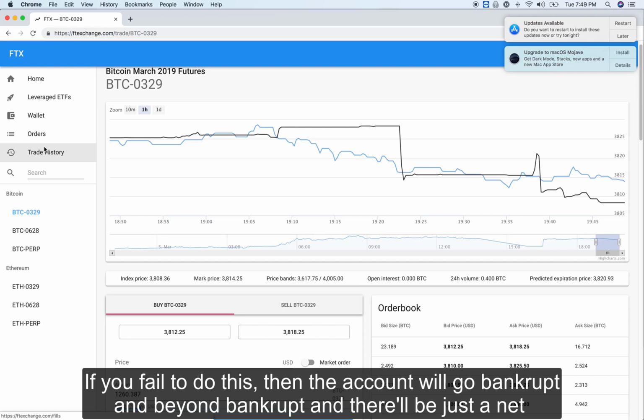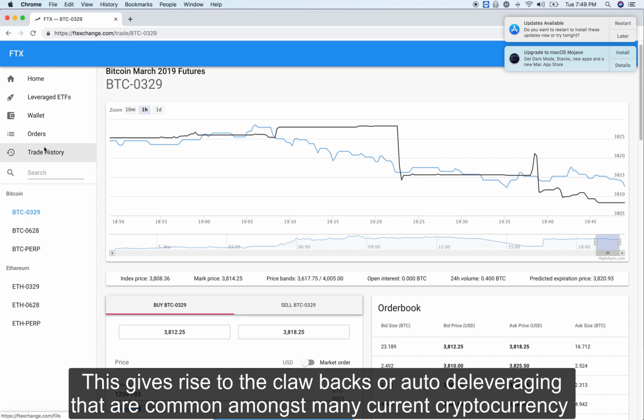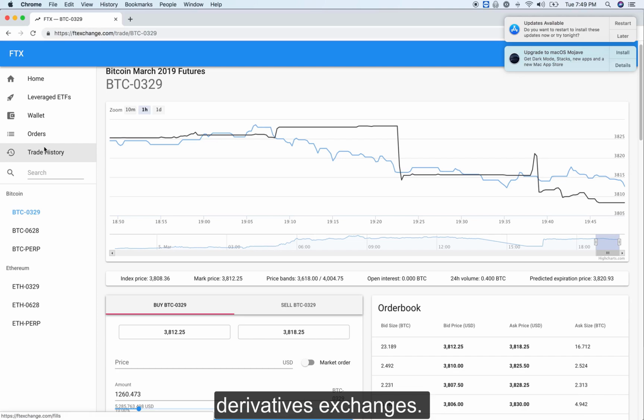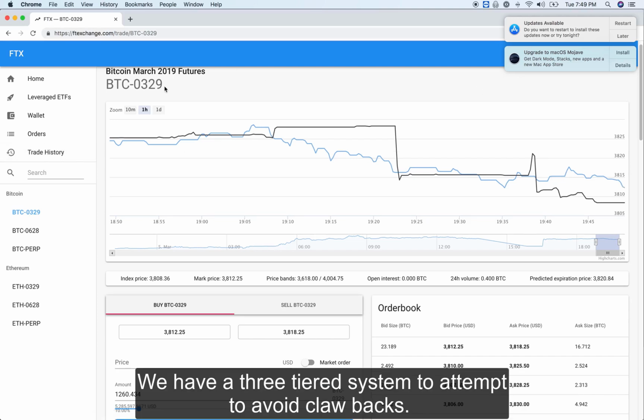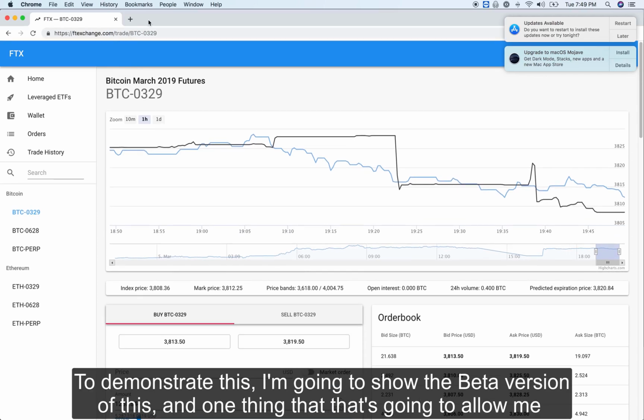If you fail to do this, then the account will go bankrupt and beyond bankrupt, and there will be just a net loss of value on the site that someone has to bear. This gives rise to the clawbacks or auto deleveraging that are common amongst many current cryptocurrency derivatives exchanges. We have a 3-tiered system to attempt to avoid clawbacks. To demonstrate this, I'm going to show the beta version of this.